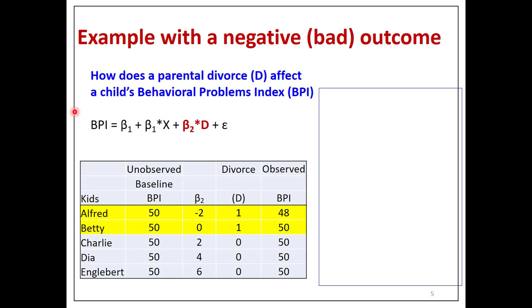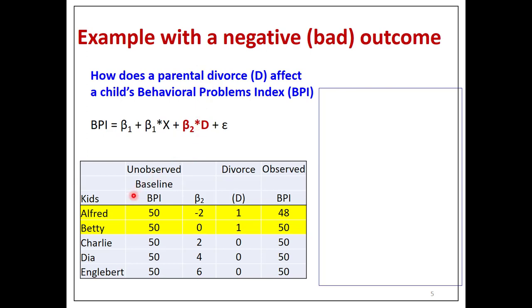Now let's consider an example with a bad outcome. The outcome we have here is a behavioral problems index. So the research question is, how does a parental divorce affect a child's behavioral problems index? We would regress BPI, the index, on certain X variables, and then D being whether or not the parents divorce.